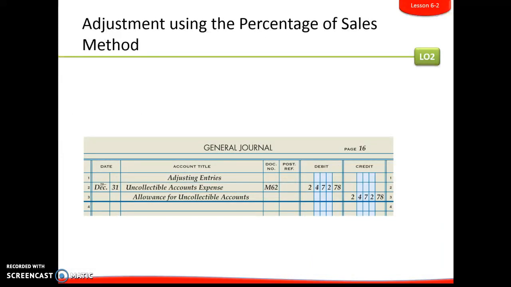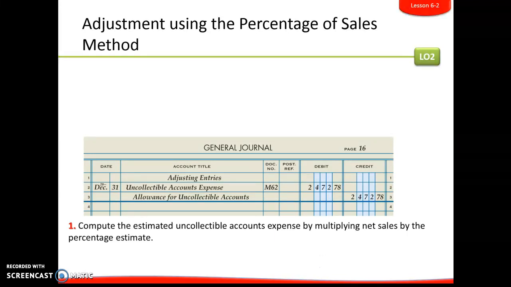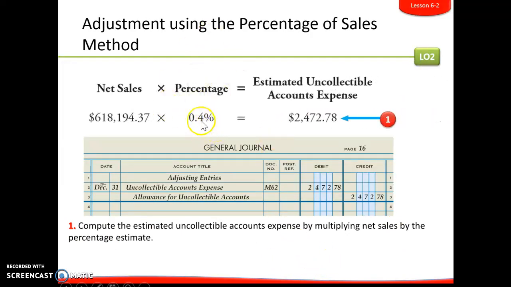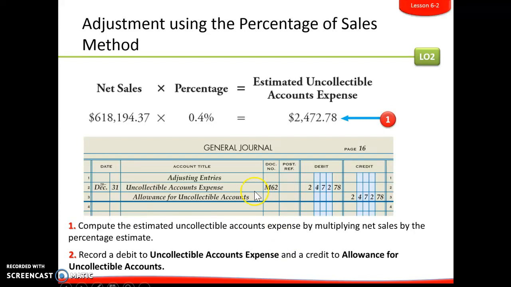Okay, so first we have to do our adjustment. This one is showing us our adjustment using our percentage of sales method. We're going to compute our estimated uncollectible accounts expense by multiplying our net sales by our percentage estimate. So in this example, they're estimating that 0.4% of our sales are going to be uncollectible. So we're going to take our net sales times that percentage, and that gives us our estimated uncollectible accounts expense. To put that then as our adjustment, we're going to record that as a debit to uncollectible accounts expense and a credit to allowance for uncollectible accounts.